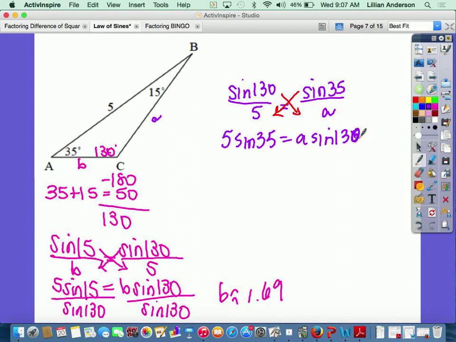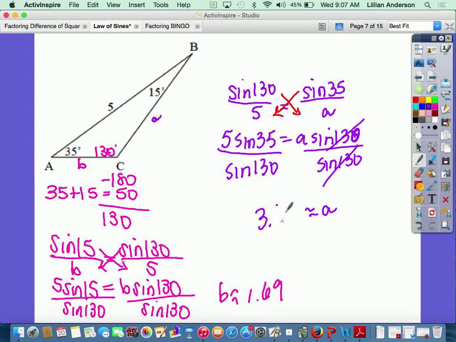So you should have had 5 sine 35 equals a sine 130, and then what do I need to do? Divide by the sine of 130, because those cancel out. And so you guys said you got what again? 3.74. Okay, very good.